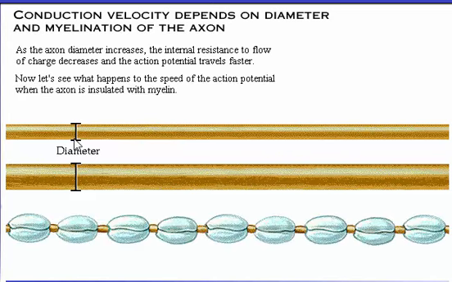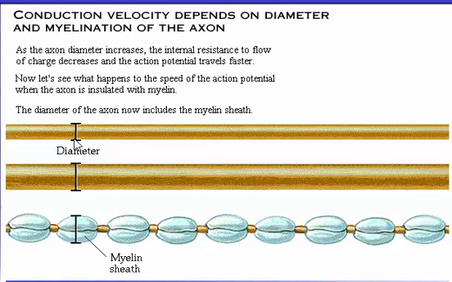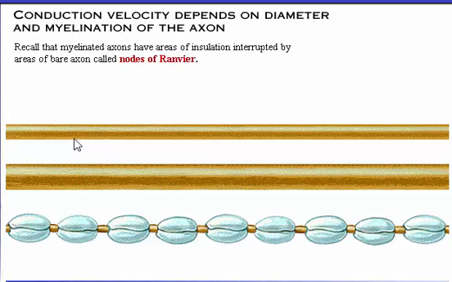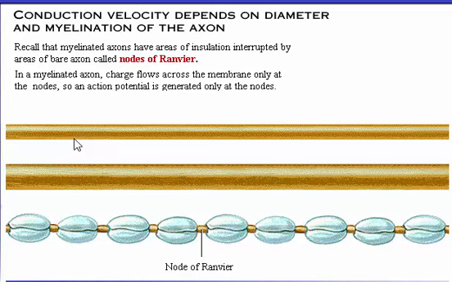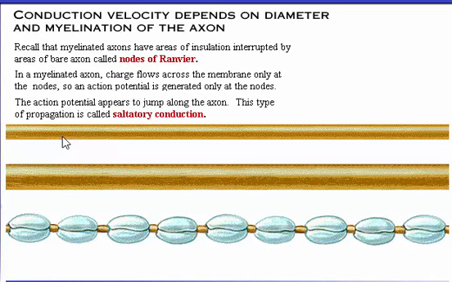Now let's see what happens to the speed of the action potential when the axon is insulated with myelin. The diameter of the axon now includes the myelin sheath. Recall that myelinated axons have areas of insulation interrupted by areas of bare axon called nodes of Ranvier. In a myelinated axon, charge flows across the membrane only at the nodes, so an action potential is generated only at the nodes. The action potential appears to jump along the axon. This type of propagation is called saltatory conduction.